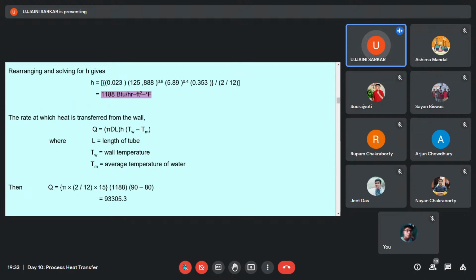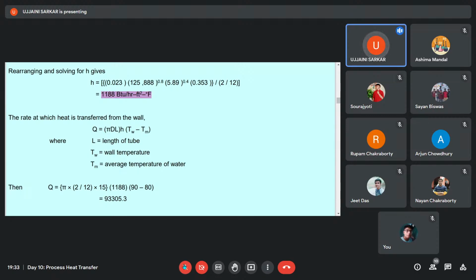But small q is capital Q divided by area. So that is the heat flux through the wall. So it will be total heat transferred per unit time per unit area. Now by Newton's law of cooling, it is h times Tw minus Tm. Tw is the wall temperature, Tm is the average temperature of water. That you know, h you have already found out. But why do we multiply with pi d L?